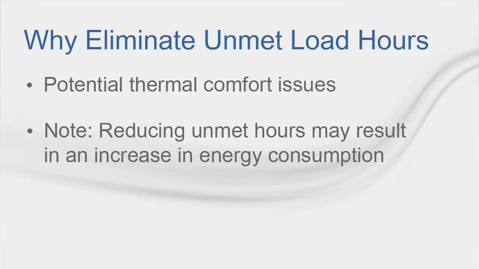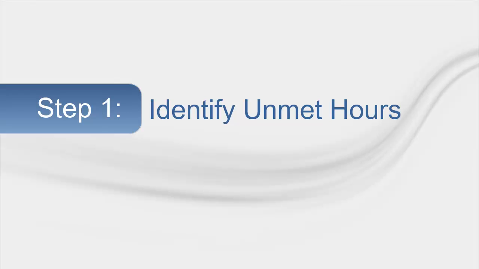Let's step through the process of identifying issues and resolving unmet load hours. The first step is to identify the unmet load hours. How many unmet cooling and heating hours are there? What rooms and systems have unmet hours? What time during the day are they occurring? These are just a few of the questions we need to answer to understand the underlying cause of the loss of space control, rather than just arbitrarily adjusting inputs to reduce or eliminate the unmet hours.